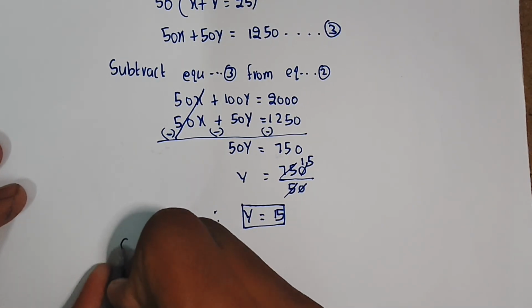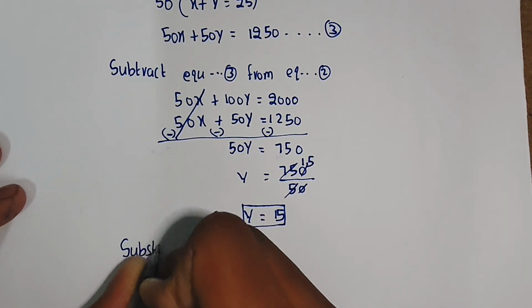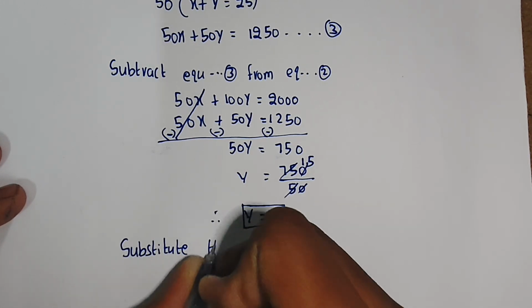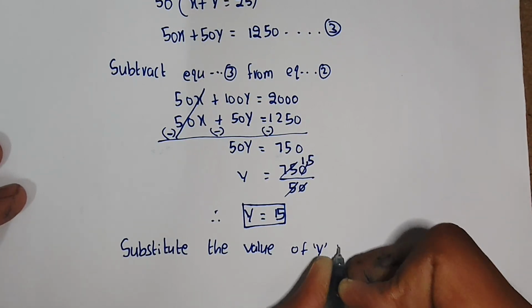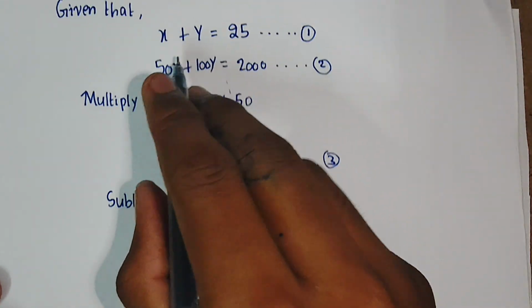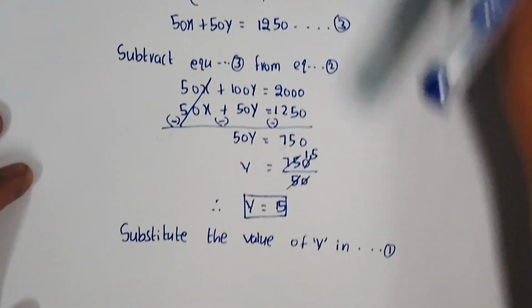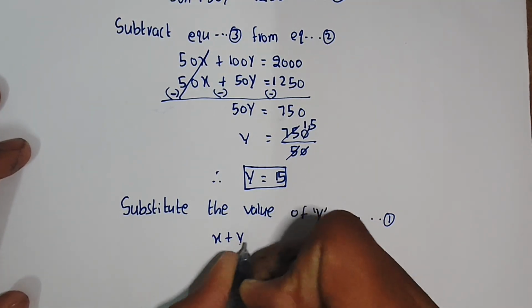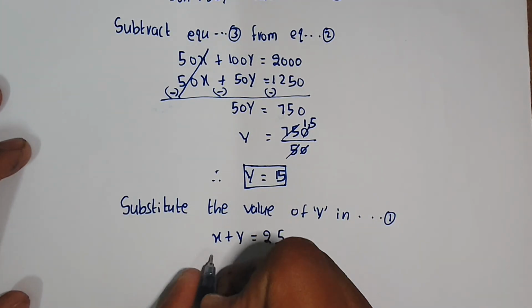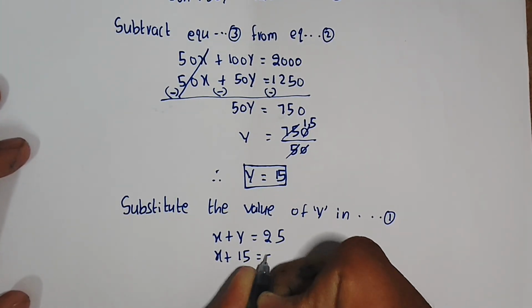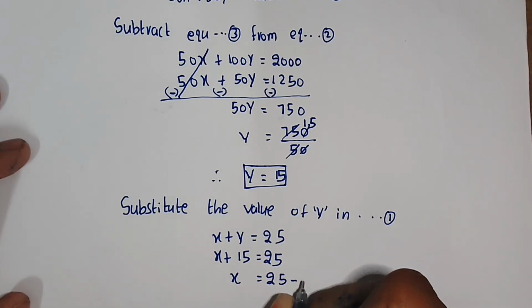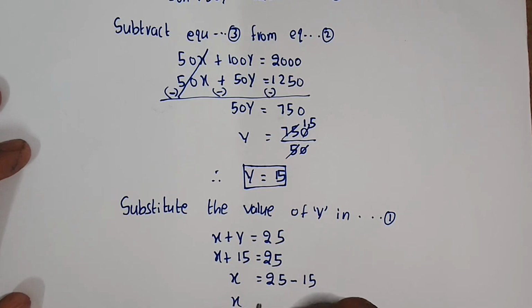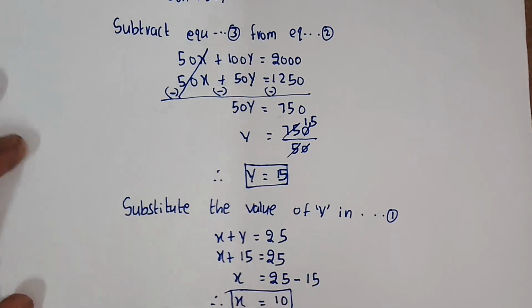Now substitute the value of y in equation 1. What is equation 1? x plus y equals 25. What is y? 15. So x plus 15 equals 25. x equals 25 minus 15. So it becomes x equals 10. Therefore we got x equals 10.